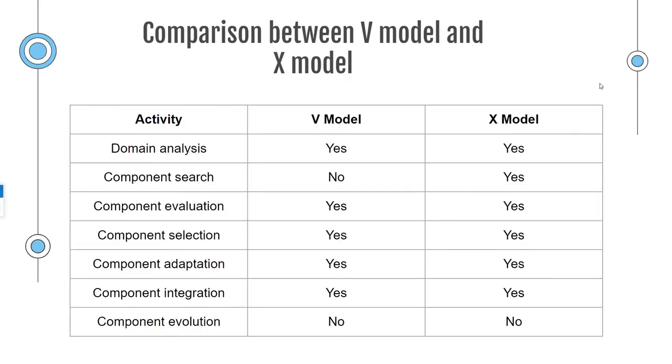future use. To understand the comparison between V model and X model, we have prepared a table which consists of the activities that are in the V model and X model. Actually, both models are very similar because many common activities are involved in both models, except for the activities of the component search and component evaluation. The V model does not consist of the component search, but the X model does. Furthermore, both models do not consist of the component evaluation activities.